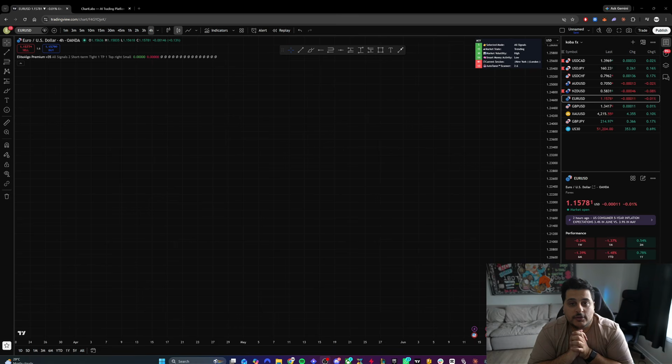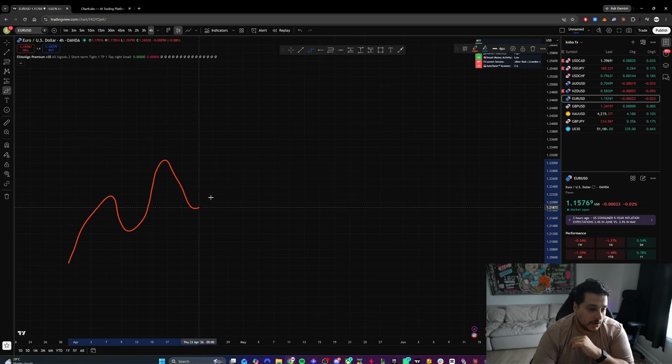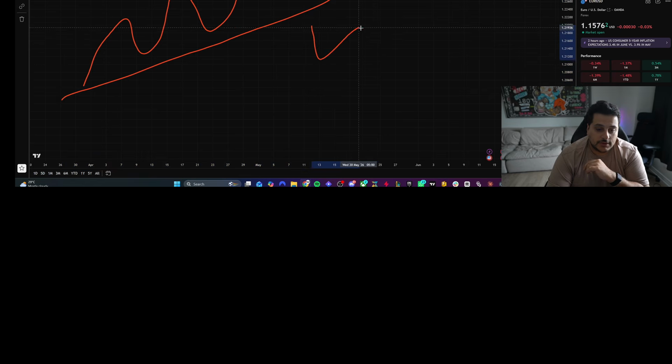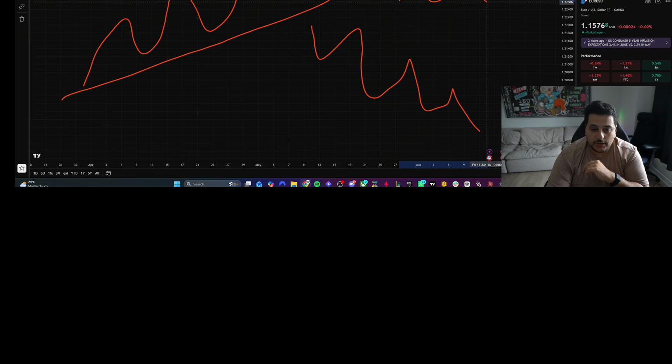So before we get into the actual strategy itself, we need to understand a couple things about the markets, especially if you're a beginner trader. The market can move in three separate ways, guys. You have an uptrend that looks like this. It's a wave that goes upwards. You have a downtrend that looks like this. This is a wave that's going downwards, as you can see. And then you have what you call a ranging market, right? It's a wave going sideways with high waves or low waves like this.